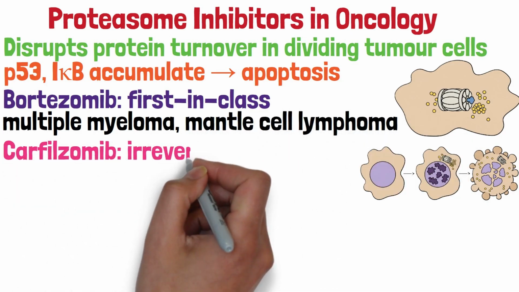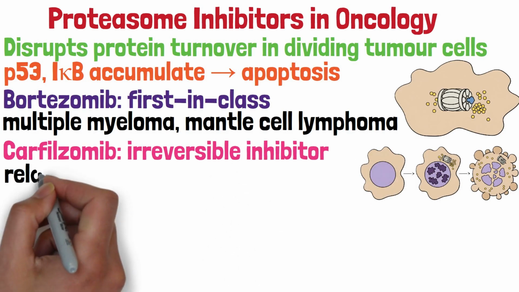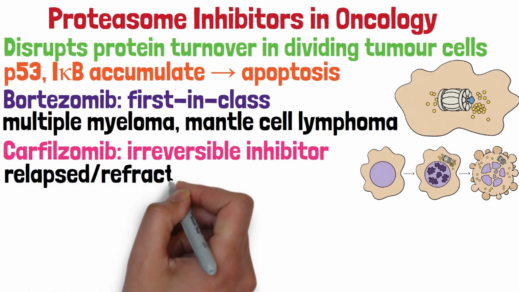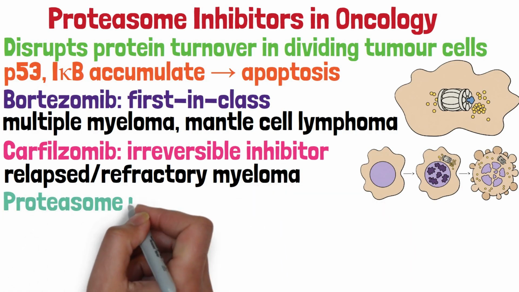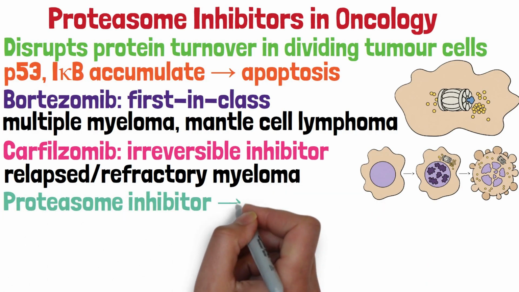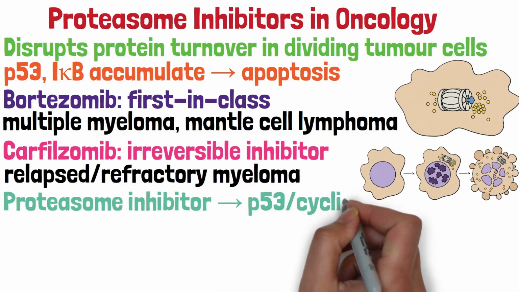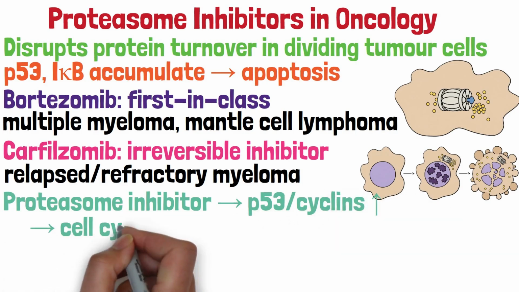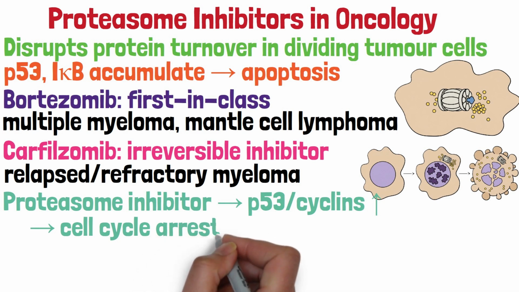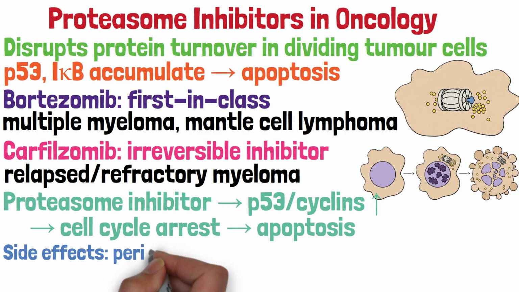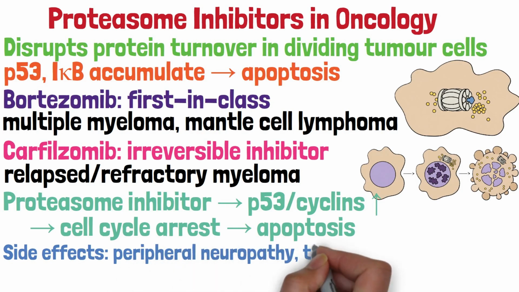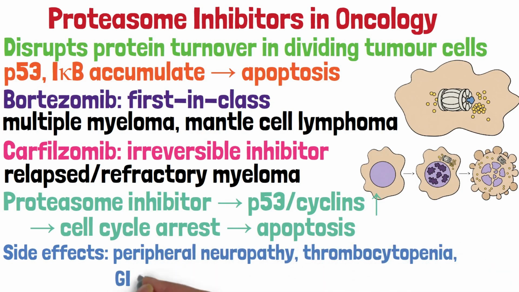Carfilzomib is the next one to know. It's an irreversible inhibitor used in relapsed or refractory myeloma. Put simply, the mechanism runs in a straight line. Proteasome inhibitor blocks turnover, p53 and cyclins rise, the cell cycle arrests, and apoptosis follows. In practice, watch for the side effects. Peripheral neuropathy, thrombocytopenia, and GI symptoms are the ones most worth remembering.